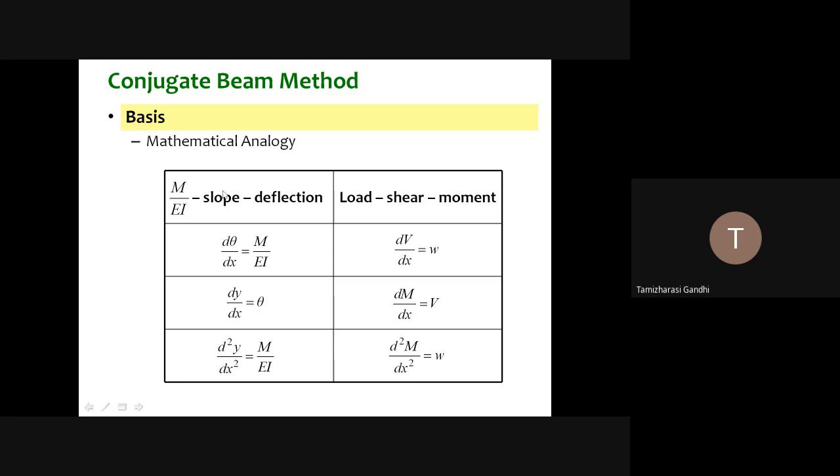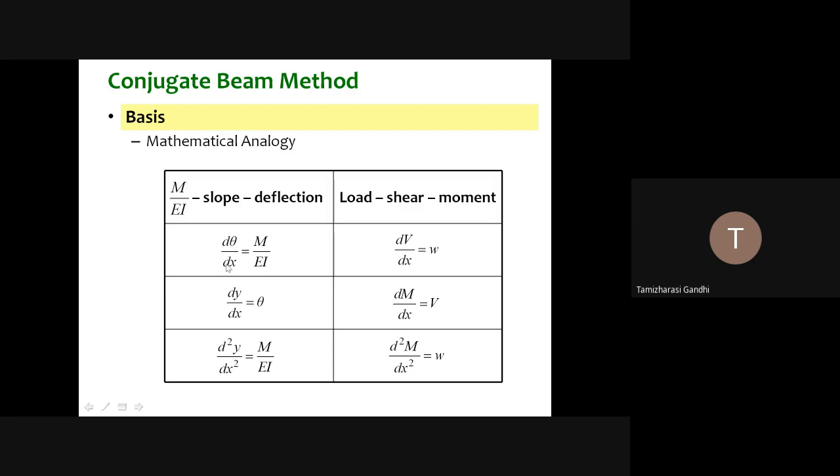These are the relationships between curvature, slope, and displacement. These are displacement quantities. And this is loading, shear, and moment. These are force quantities. So far, you might have given focus only to the applied load, and the integration of the applied load gives your shear force, and the change in the shear force gives you the bending moment. But now you are going to relate it to the displacement quantities, where curvature is related to the slope and then to the deflection.